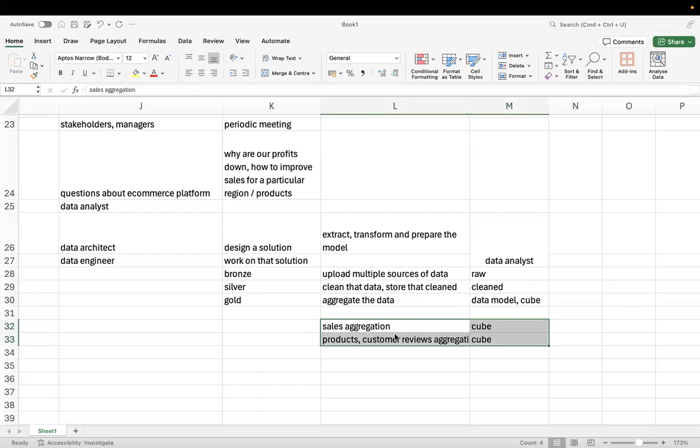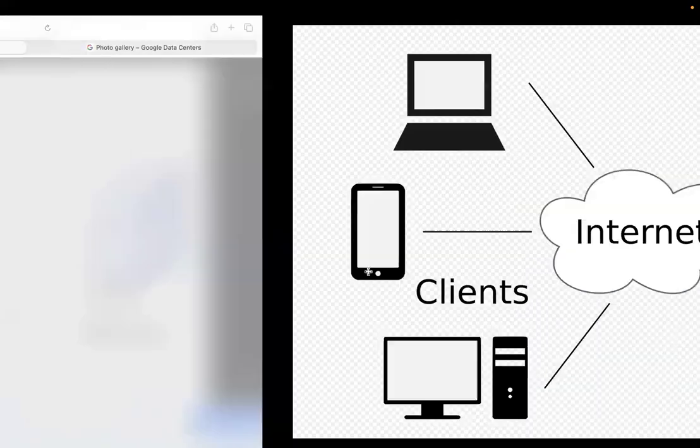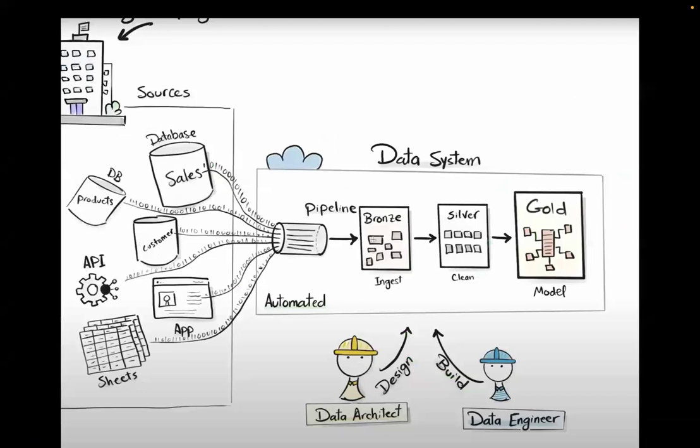Okay. We are going a bit deep, but I just want to give you a complete overview of how a data engineer works, how a data architect works, and how a data analyst works. Now, because the data engineer is going to aggregate the data and give you this aggregated output. If you see this diagram, the data engineer is going to do this for the data analyst.